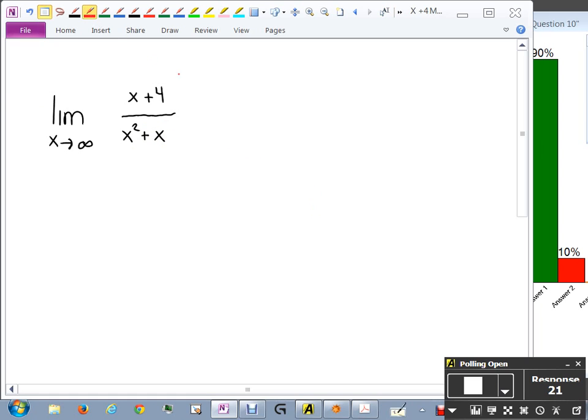So the top's headed to infinity, the bottom's headed to infinity. I break out my algebra. Nope, the algebra's not going to work. No factoring or anything like that. Can't do it. So what's the standard technique that we use when we have infinity over infinity?